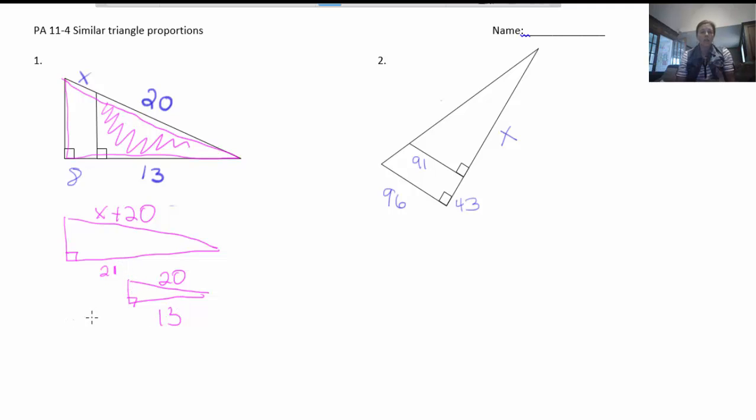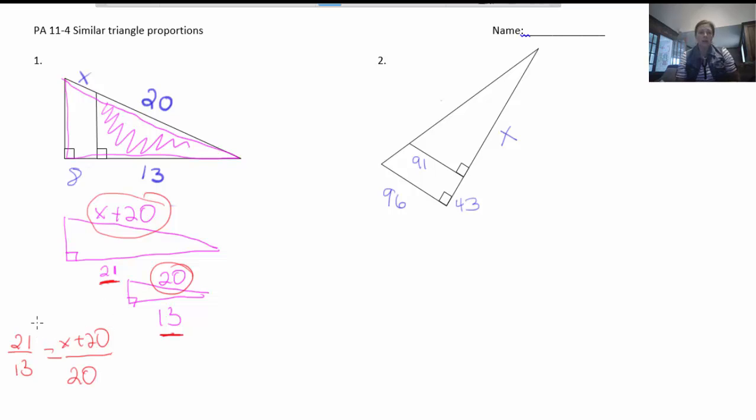Okay, so from there you can set up a proportion like we've done before. Let me use a red here. If you use this side and this side, so 21 over 13 equals, then you go back to the first triangle, use the hypotenuse, x plus 20 over the hypotenuse of this one, which is 20.